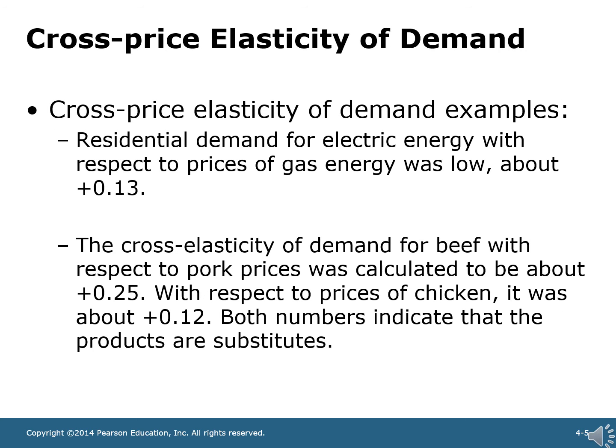Now let's look at two examples of the cross-price elasticity of demand. First, the residential demand for electric energy compared to the prices of gas energy. The cross-price elasticity of demand for electric energy is going to be low. Economists have estimated about positive 0.13. Now, the cross-price elasticity of demand for beef with respect to pork prices is expected to be about 0.25. With respect to the price of chicken, it's estimated to be about 1.2. Both of these numbers being positive indicates that the products are substitutes for each other.